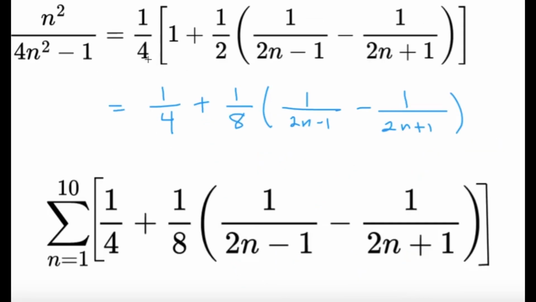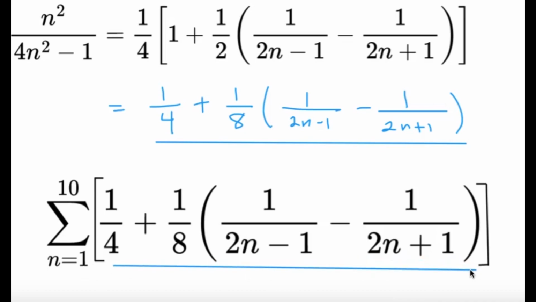Now, let's try to expand on this a little bit so we can work on it better. The original n squared over 4n squared minus 1, the general term, the nth term, is going to be equal to 1/4 plus 1/8 times 1 over 2n minus 1 minus 1 over 2n plus 1. And essentially, this thing is just the n squared over 4n squared minus 1. So we're taking the summation of this from n equals 1 to 10.